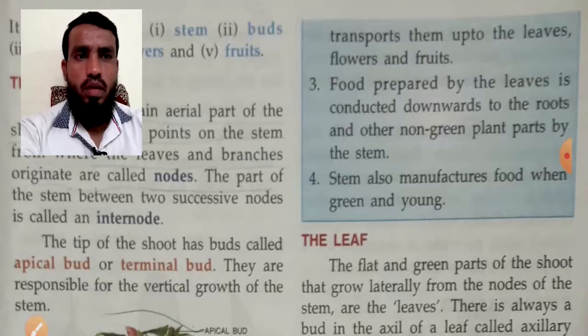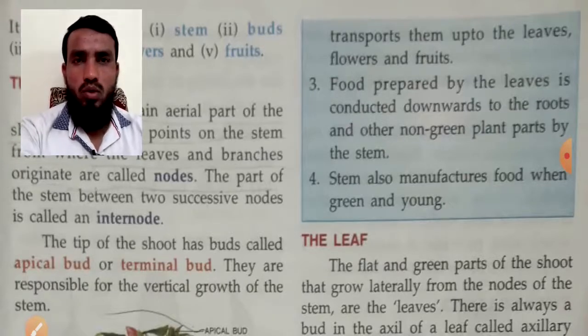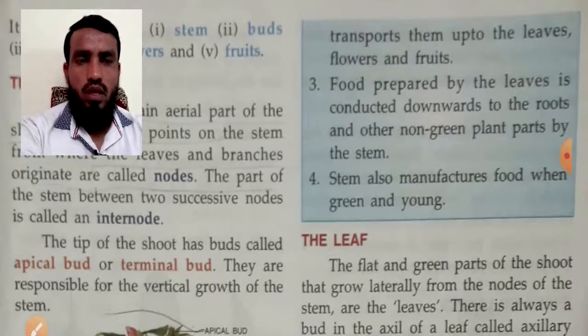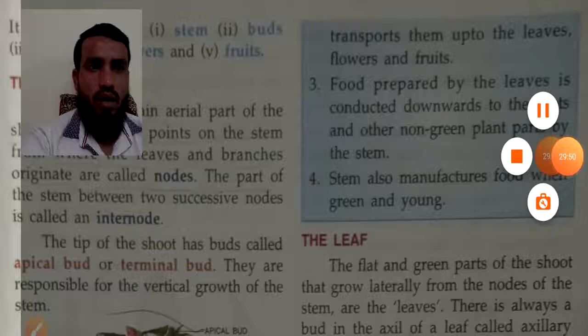And the stem also manufactures food when green and young. When the stem is green in the initial stage, it is also able to make food. After that it cannot make food, but before, when it was green, the stem was also able to make food. So those are the basic advantages of the stem, and the remaining part we will take in our next lecture.